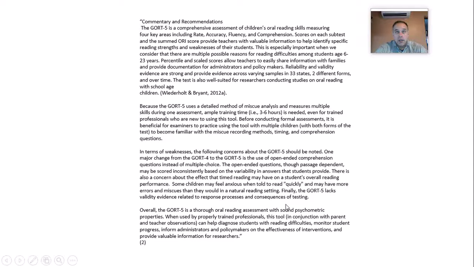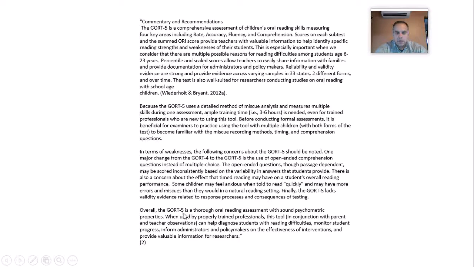So I think in and of itself, though, testing affects outcomes. So there is going to be, with any test, some consequences of testing. But I'm not sure what they were specifically looking for in regards to validity evidence for that.